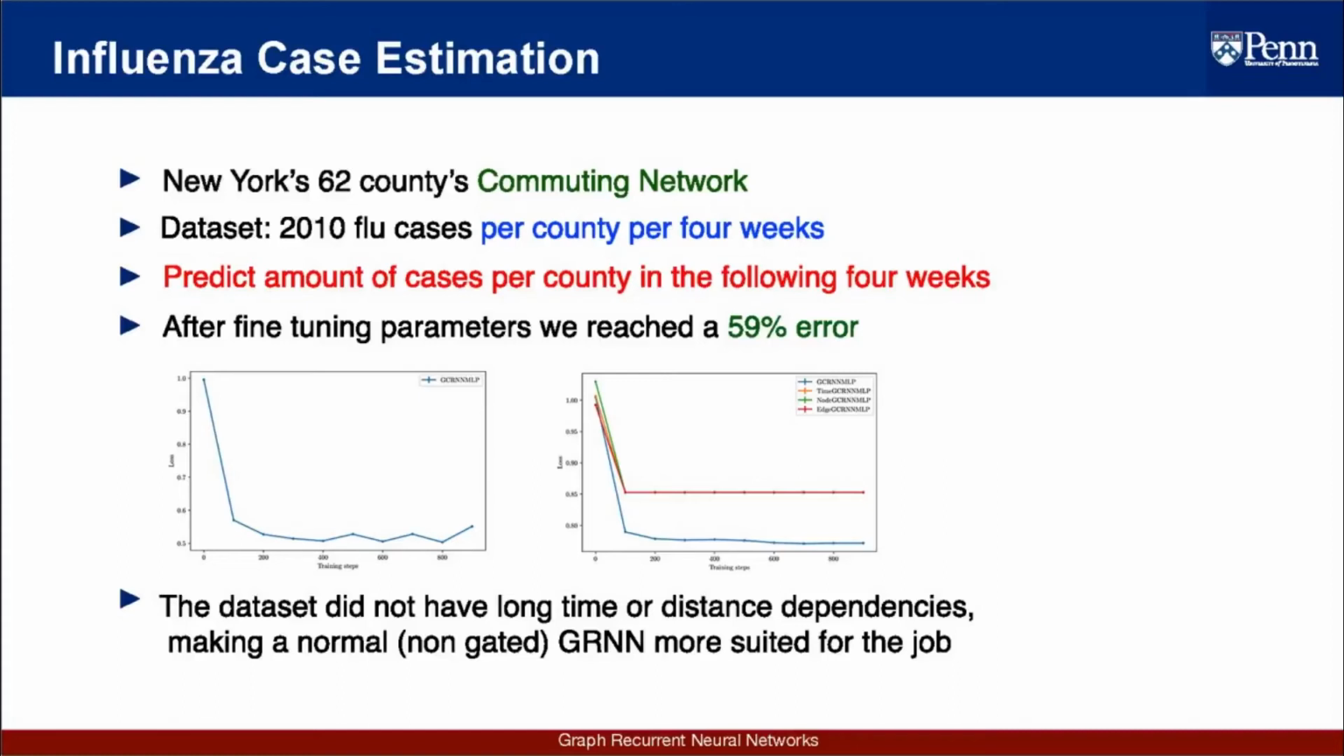making a normal, non-gated GRNN more suited for the job. In order to bring that error down, we will have to increase the number of datasets. That is, having more years of flu data and traffic networks and combining them to have more training data. That is left as future lines of research.